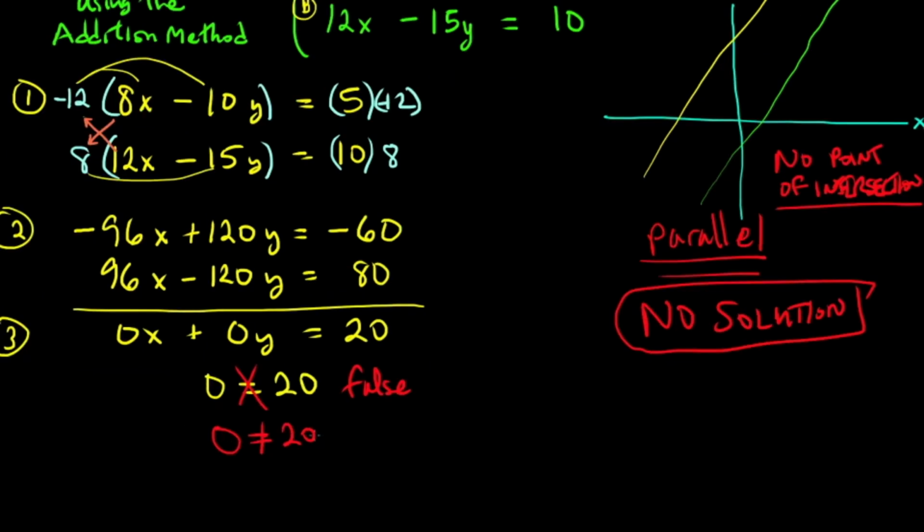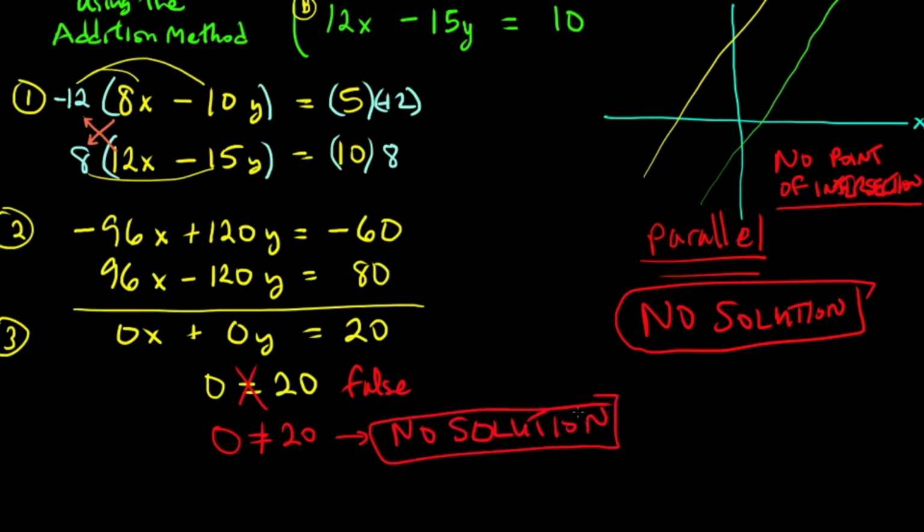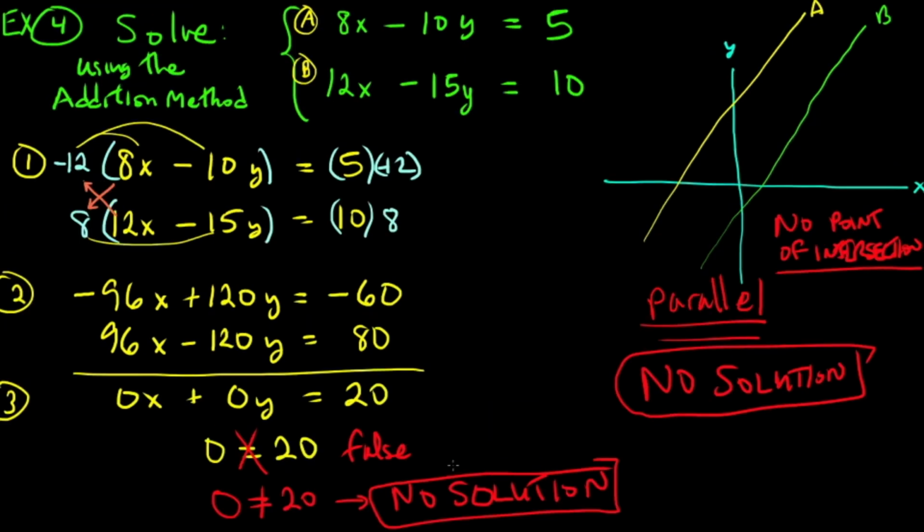When you get two numbers that are not equal like this, you can stop right there and say, look, if that happens, then there is no solution. And we're done. The two lines are parallel. They don't meet. They don't intersect. And so there's no solution. And you would have gotten a similar equation if you tried to eliminate y instead of x.